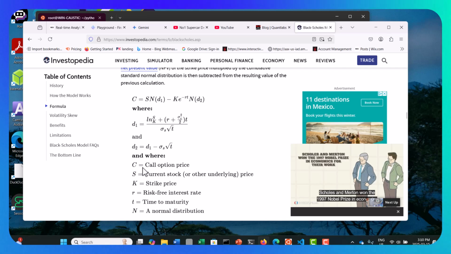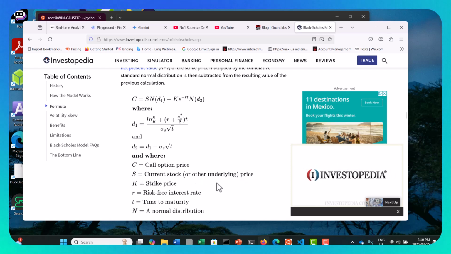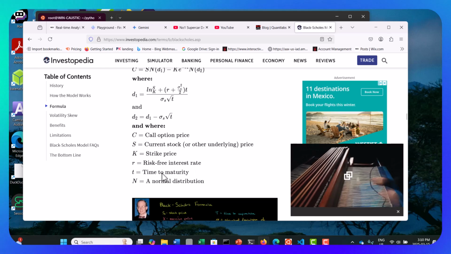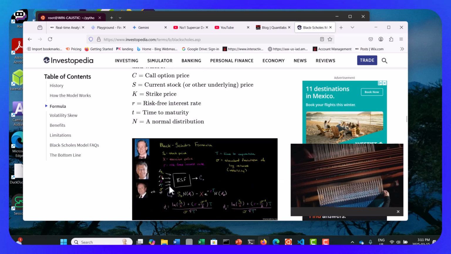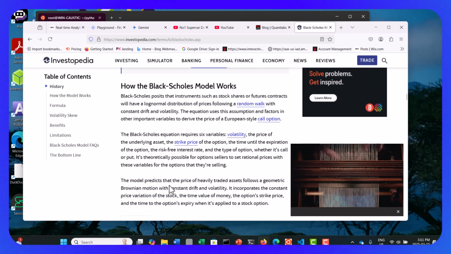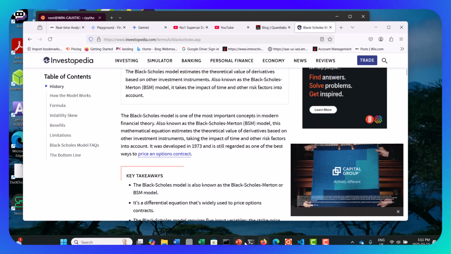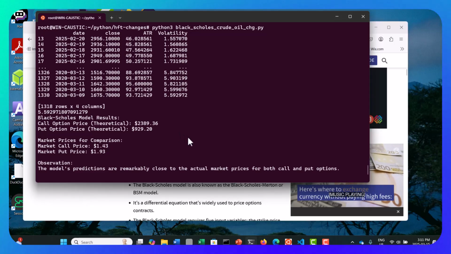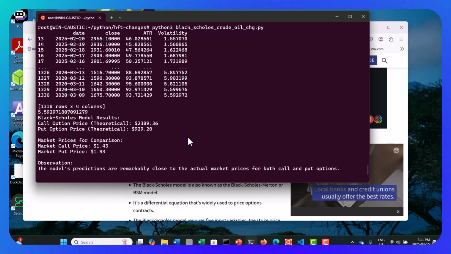So again, this is for options trading. We have a call option price, our current stock or underlying price, strike price, the risk-free interest rate, time to maturity, and the normal distribution. This is off of Investopedia, so if you want to know more about it, go there or elsewhere. Some people say this is not good enough, but usually it's probably one of the better ones just to get an idea how accurate it is.